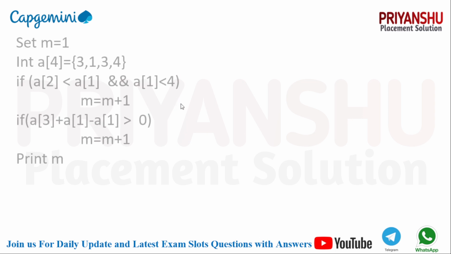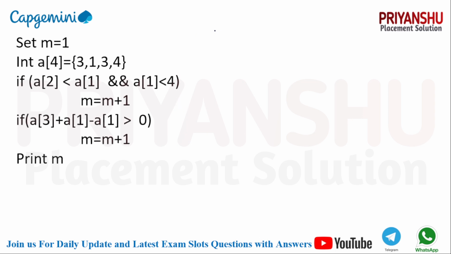Okay, the next question is, guys, an m based question. So again the values are 3 1 3 4. We have the indices 0 1 2 3. Clear? Now a of 2 is nothing but 3. 3 is less than a of 1. a of 1 is nothing but 1. Condition false. So guys, I have already discussed one thing in the AND operator.